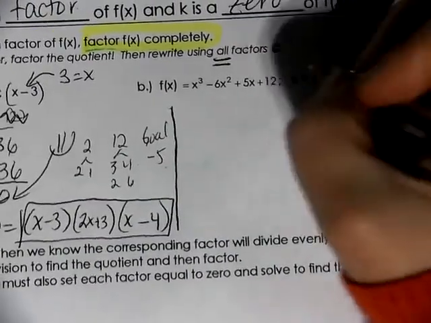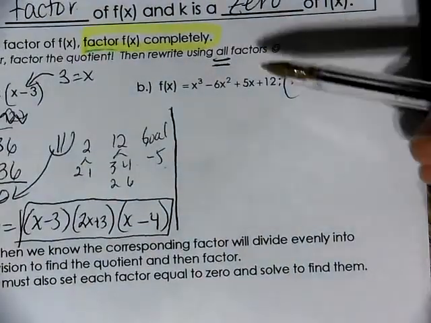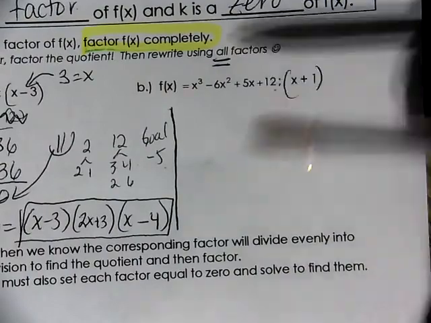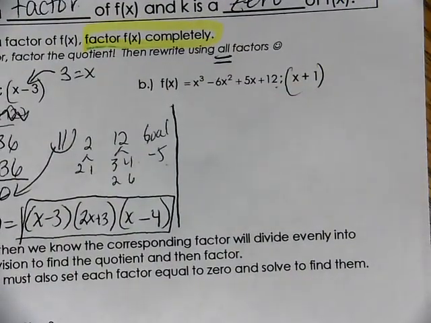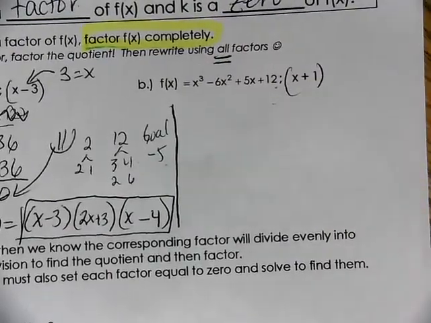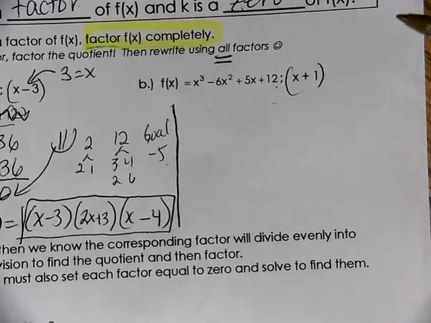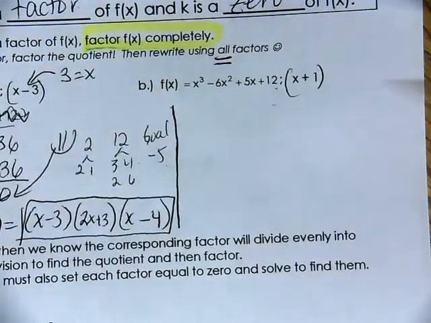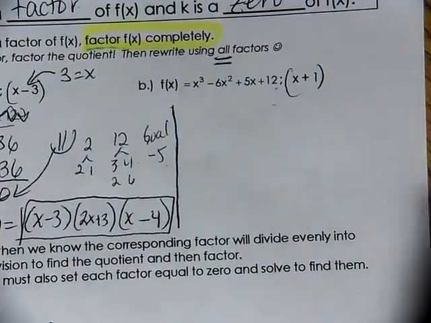Cool. Let's go ahead and look at letter B. In letter B, I am telling you one of the parentheses of this 4-term polynomial is x plus 1. And I'm here to tell you that factoring by grouping is not going to work. I do encourage you to try it first, because factoring by grouping is a lot faster than what I just showed you right here. But when it doesn't work, it doesn't work.